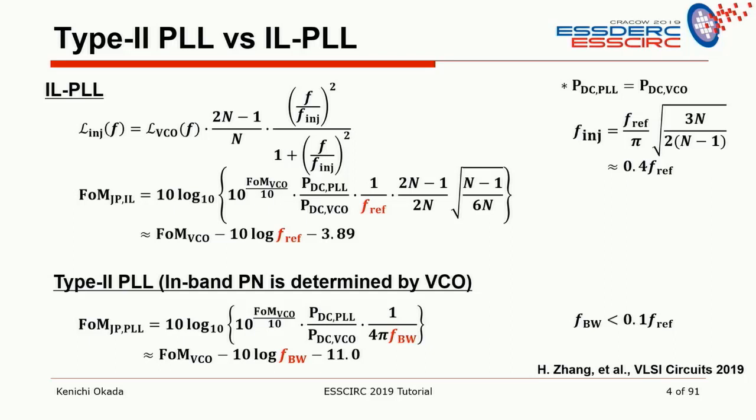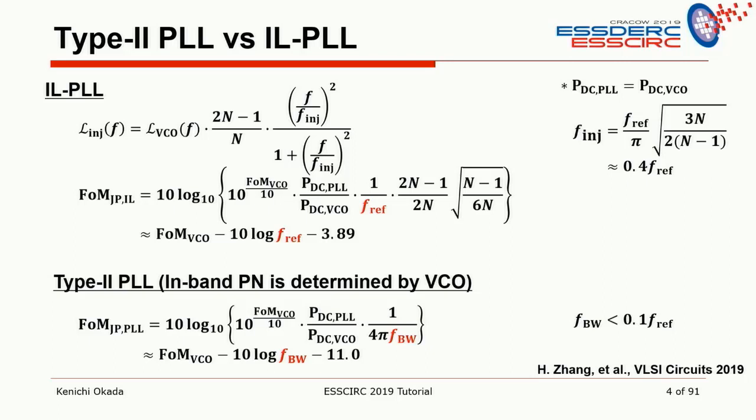In case of injection lock, as I explained, the phase noise is simply determined by the free running VCO phase noise. In this case, the loop bandwidth can be calculated by this equation, and it becomes 0.40 of the reference frequency. It's much wider as compared with the type 2 PLL. In case of type 2 PLL, usually 10% or 5% loop bandwidth will be used. But in case of injection lock, the loop bandwidth can be very wide as compared with other PLL architectures. Using this equation, the FOM of injection lock PLL can be calculated like this.